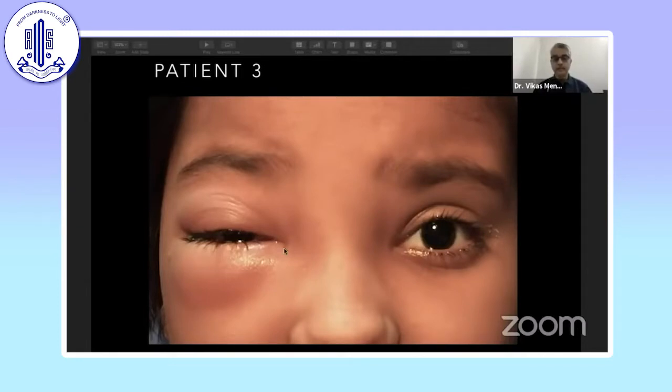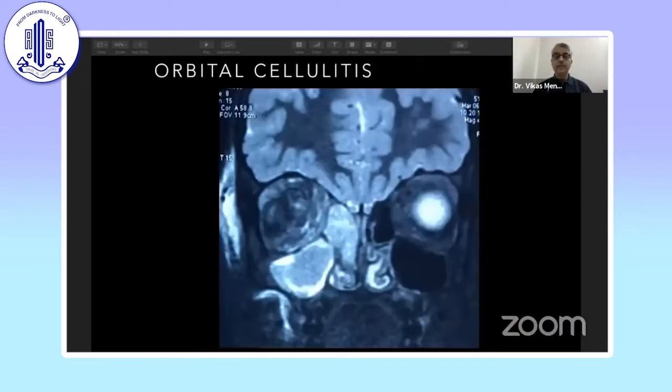And you get this patient's imaging done, and what you see here on this MRI is, number one, there is opacification of the sinuses.